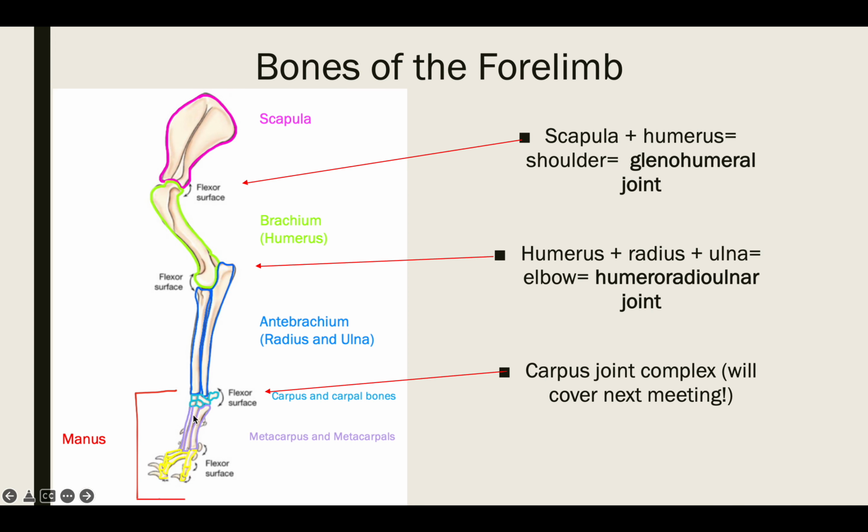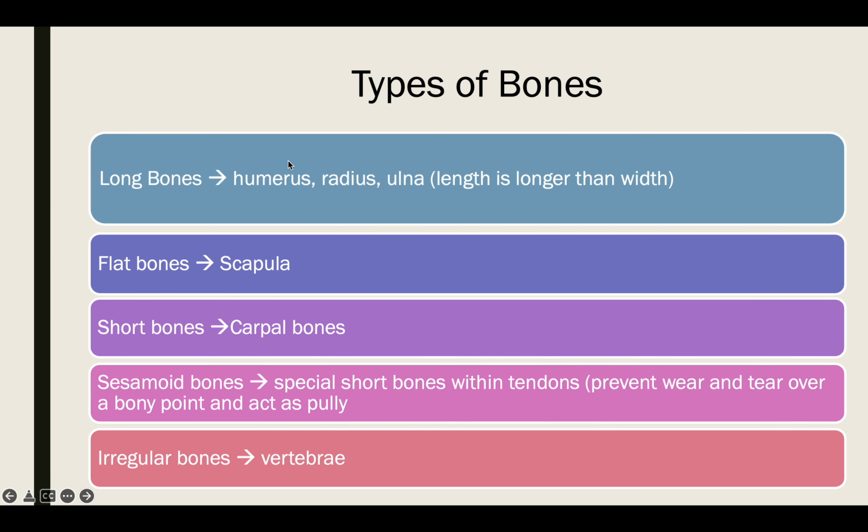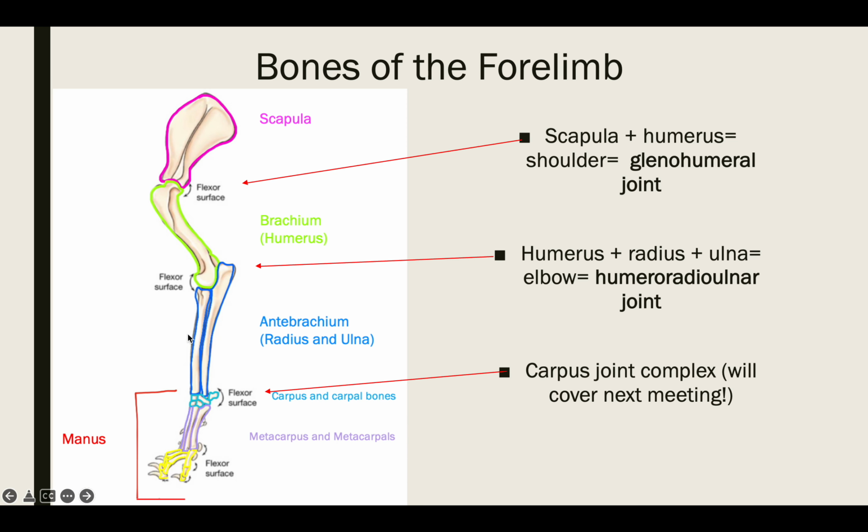These bones down here, the metacarpals, would also be considered long bones since they are longer than they are wide, even though compared to these big bones up here, they are still pretty small. But think long and skinny, that's going to be your long bones. Flat bone, going to be the scapula. Short bones are going to be those carpal bones. Those look kind of like little squares down here is what I think about. They're kind of short and stout, not long and skinny like these guys.